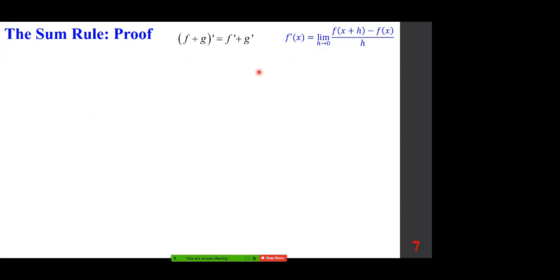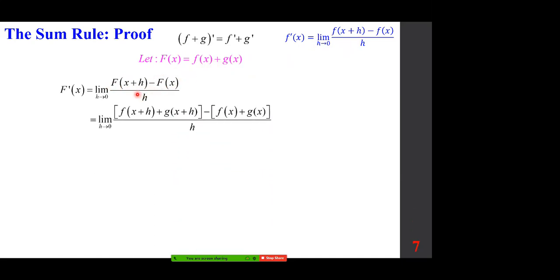First, let's say capital F of x is lowercase f plus g. Let's define it that way. This formula uses capital F, everybody. Now let's replace the capital F with this. So this becomes f of x plus h plus g of x plus h minus f of x plus g of x, again each one in brackets, over h. Now, everything is over h.